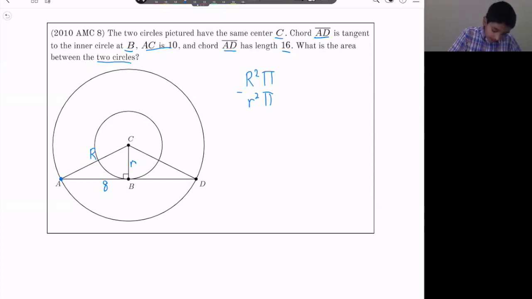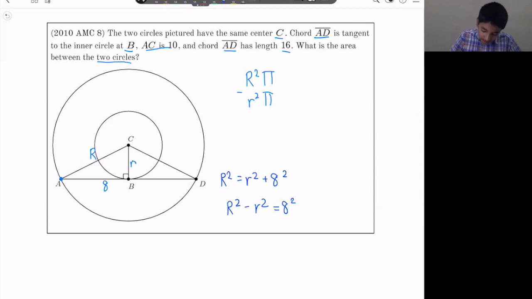And now we see, okay, again, we see a right angle. What do right angles always mean? They always mean use the Pythagorean Theorem. So now we have that 8. So let me actually write that a better way. So we have that big R squared is equal to little r squared plus 8 squared. This means that big R squared minus little r squared is equal to 8 squared.